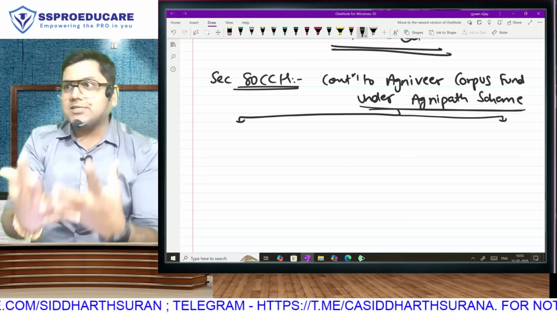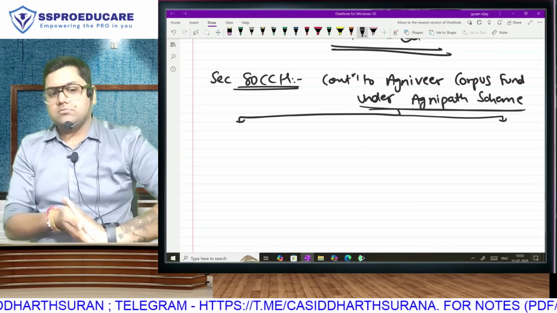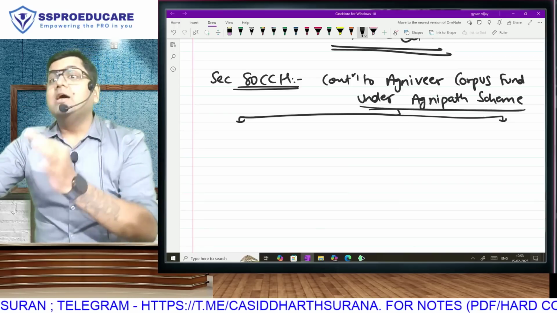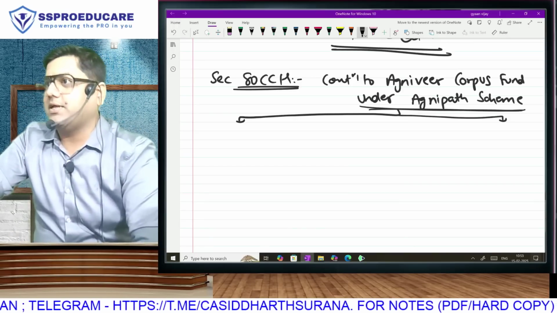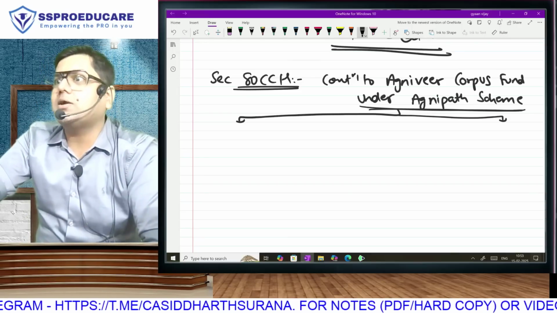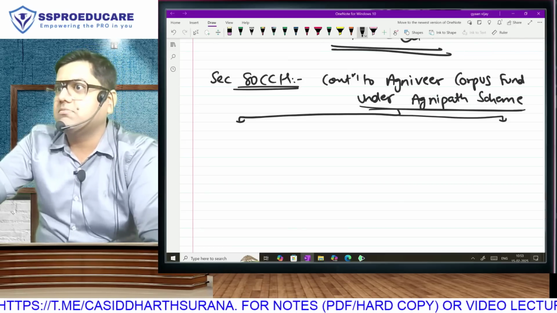The point is, does the current generation even know about what this Agniveer Fund is? What is the Agnipath scheme? When the scheme was announced by our government, why were there riots across the country? What was the protest against this scheme? Why did people not like this scheme? And despite people not liking it, the government went ahead with the scheme.